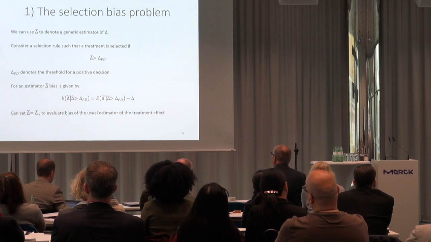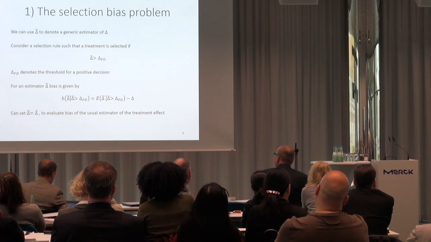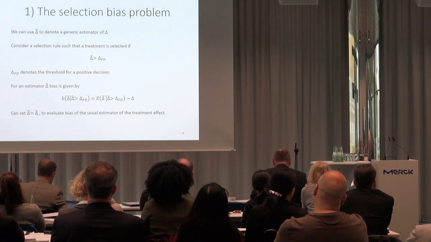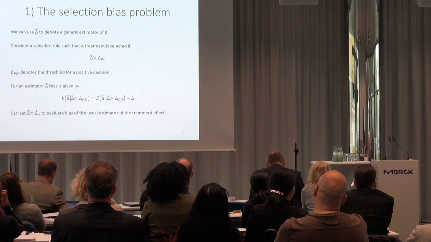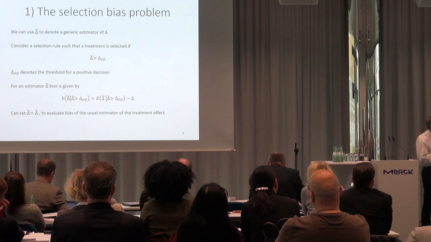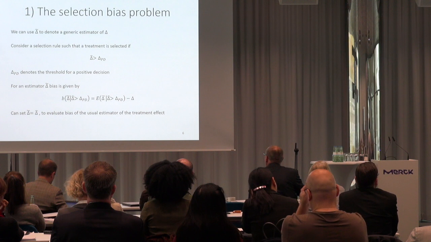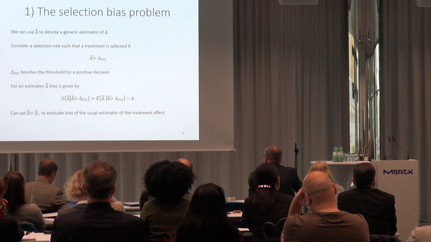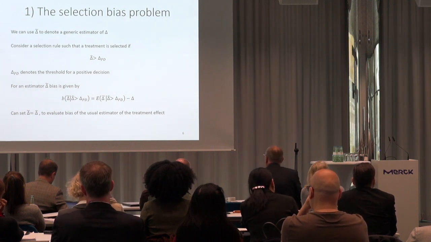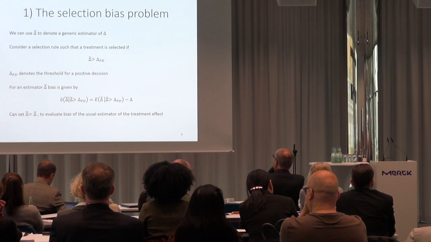So we can use delta hat to denote a generic estimate of the treatment difference. We're going to consider a selection rule which says we select a treatment if the estimated treatment difference is greater than some predefined difference that we wish to have. Previously we spoke about 0.33 and 0.5. So delta PD denotes the threshold for a positive decision.